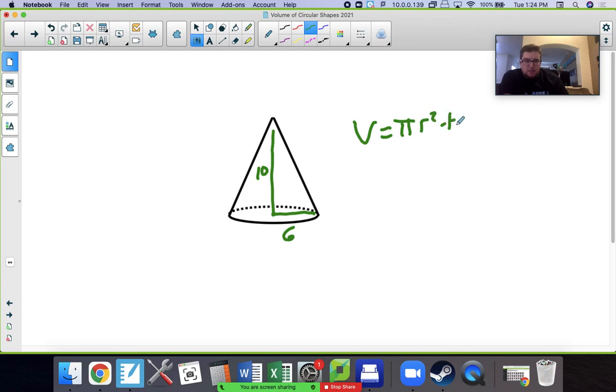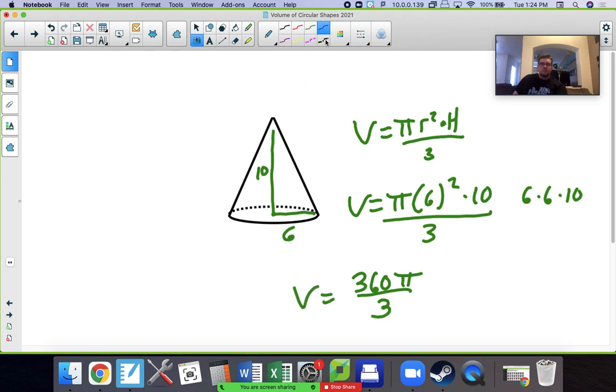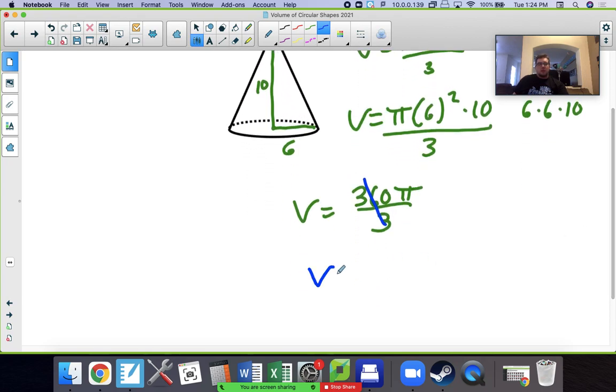Pi r squared times the height, but we're going to divide by 3 in the end. I like to start with everything on the top. So we're going to have pi 6 squared times 10 all over 3. So I'm going to take 6 times 6 times 10. It gives me 360 pi over 3. Divide 360 by the 3. And we have 120 pi units cubed of volume.